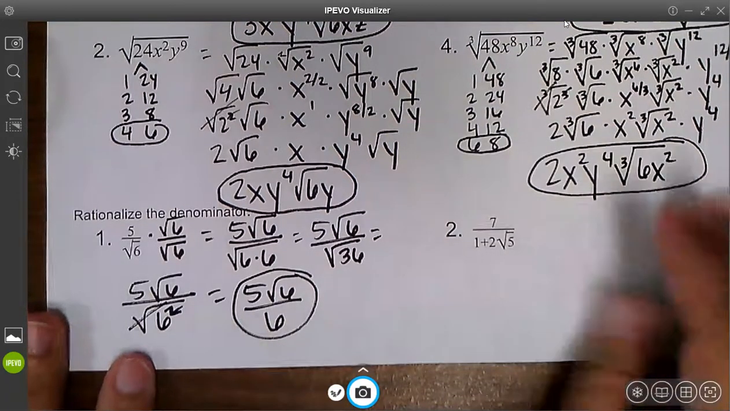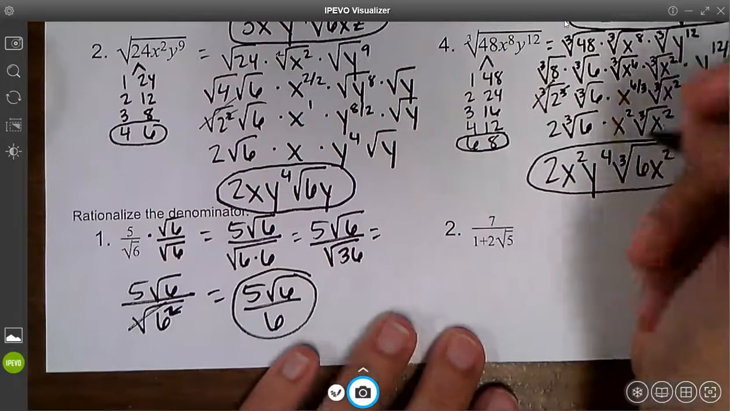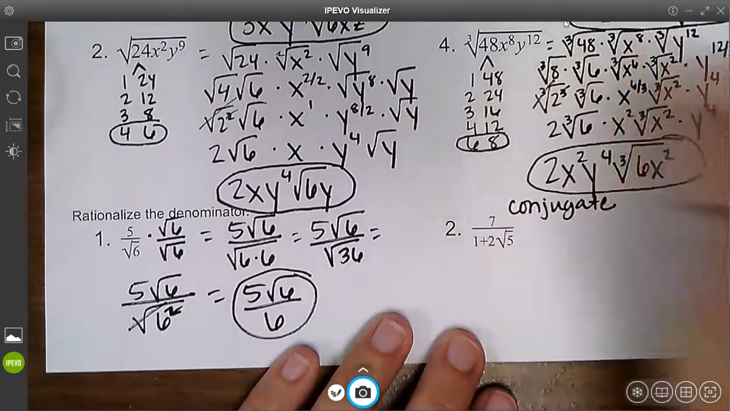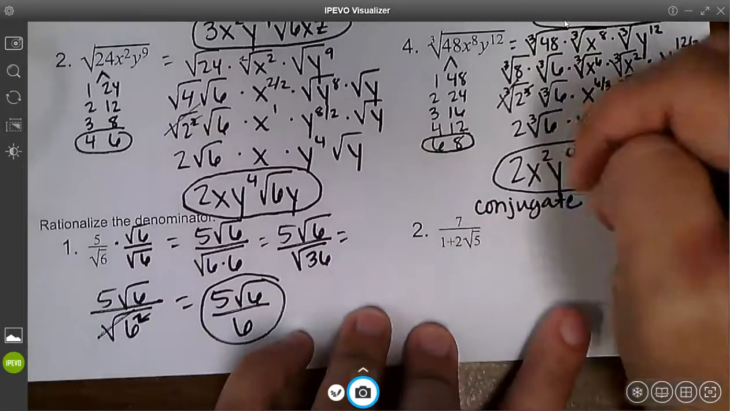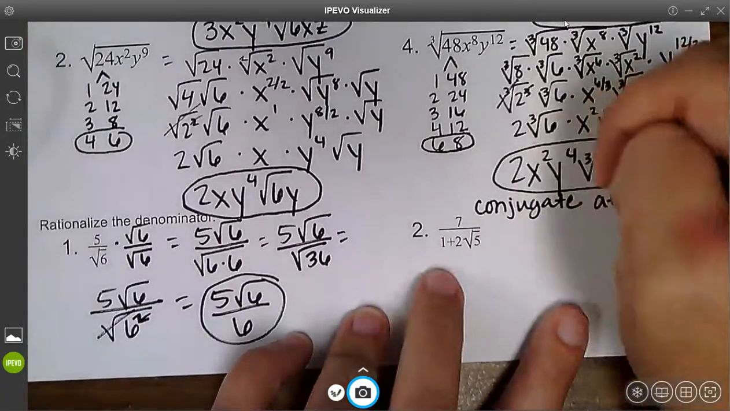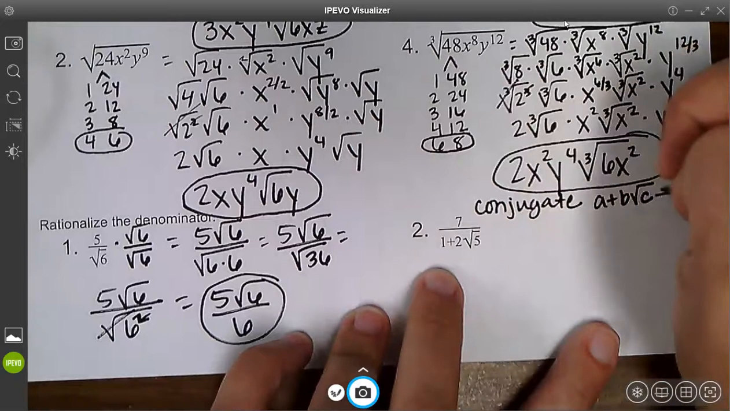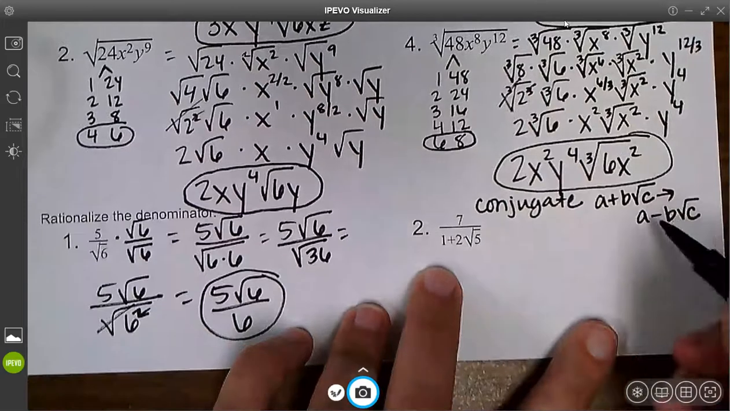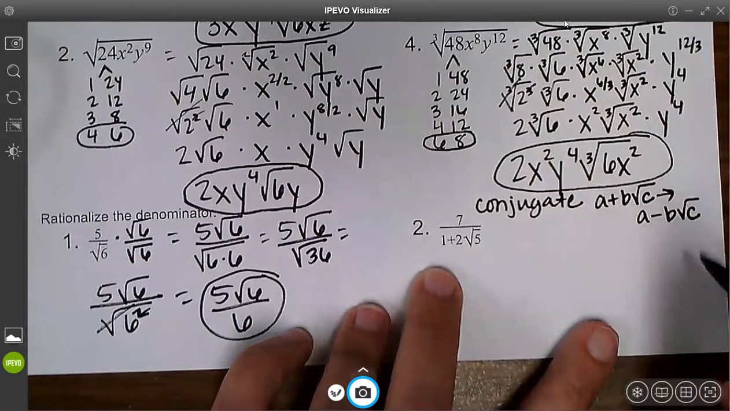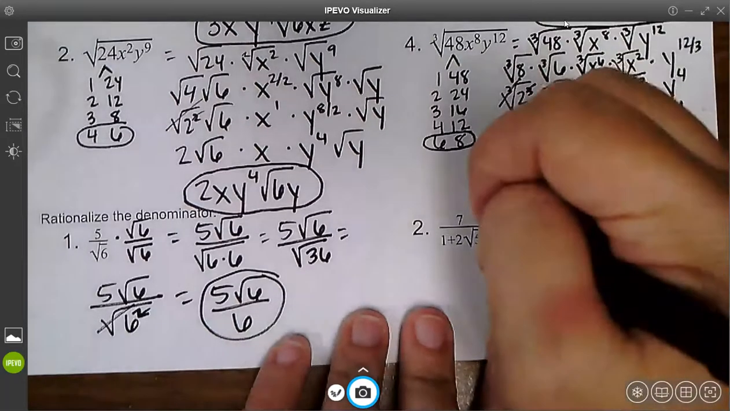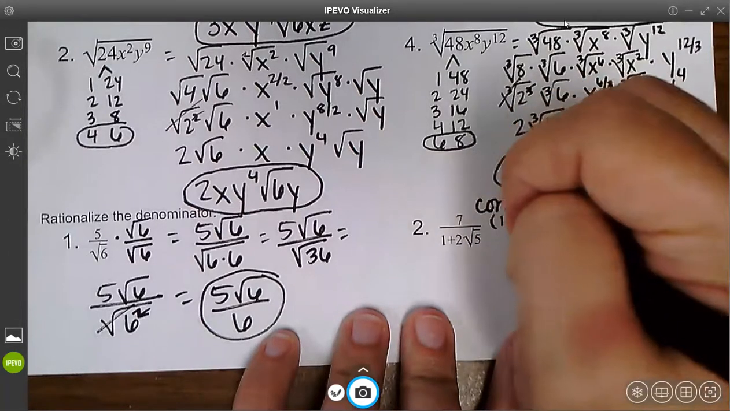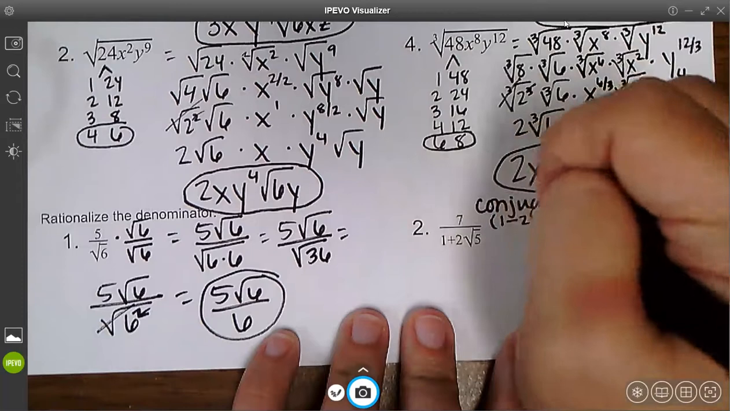When you have something like this, you're going to look for the conjugate. You have to multiply by the conjugate. So if you have a plus b times the square root of c, the conjugate is a minus b times the square root of c. You're going to change the sign of your radical. So here, I'm going to multiply the top and the bottom by 1 minus 2 root 5.